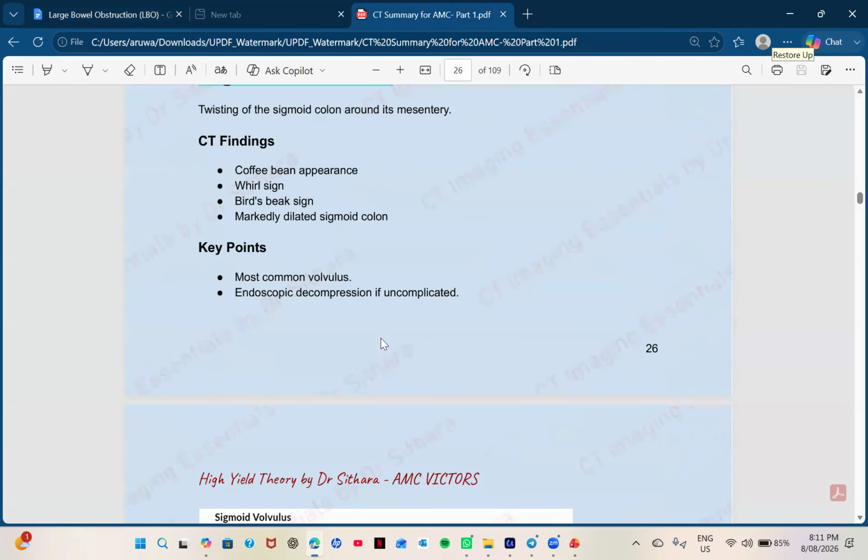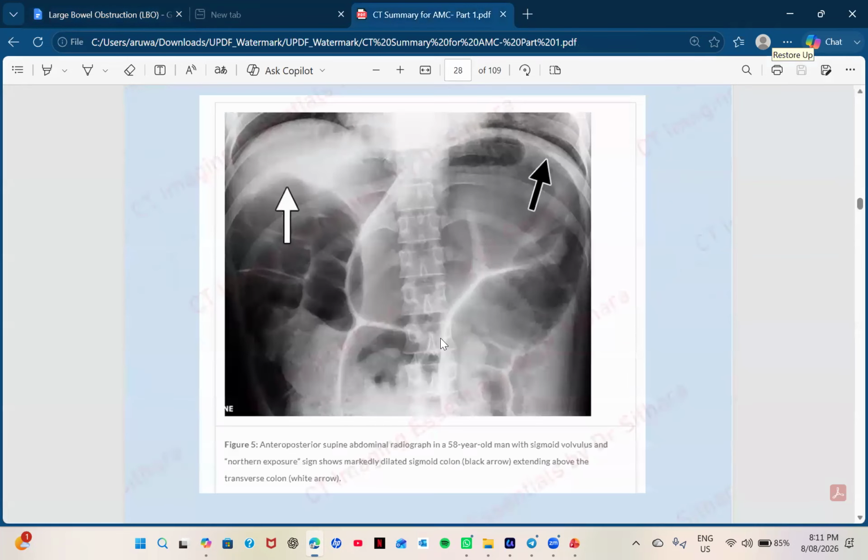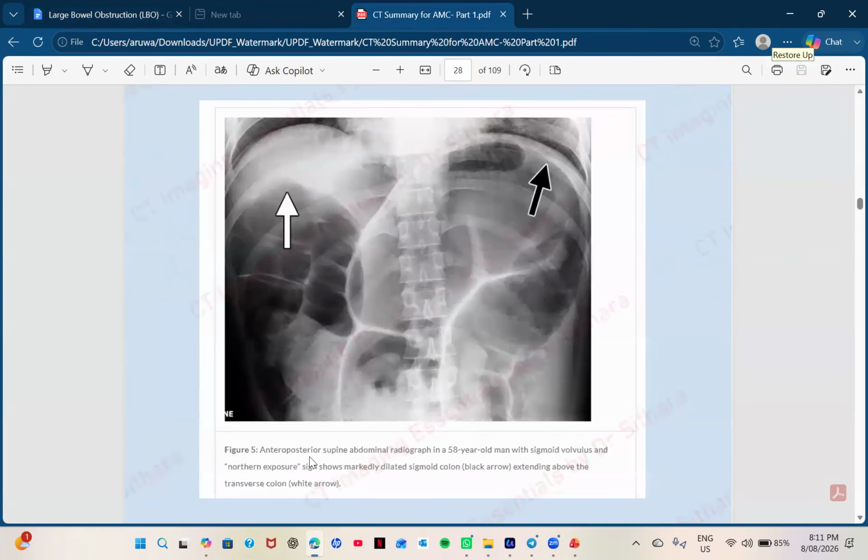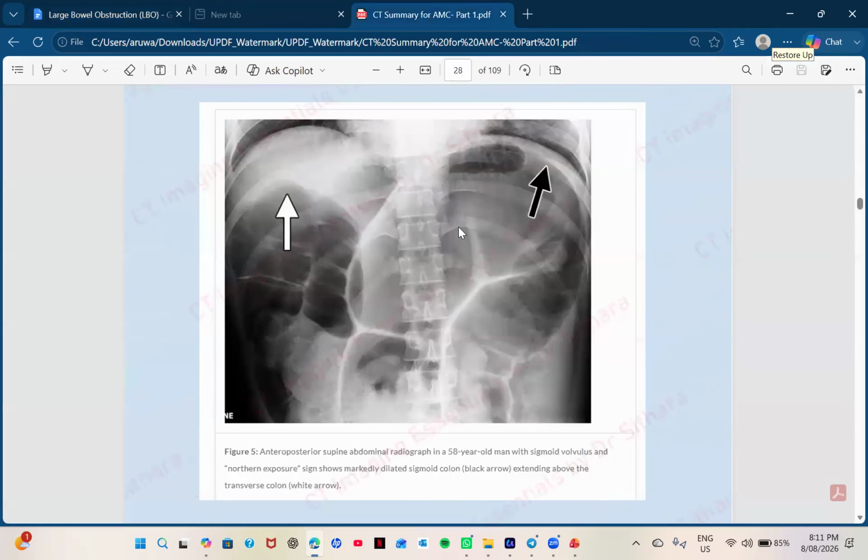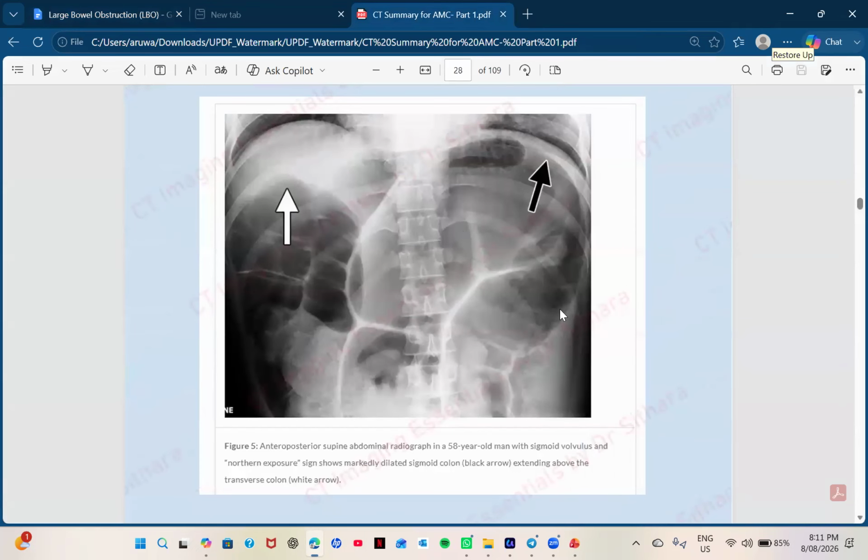Here, sigmoid volvulus. Let's see. Here, the anterior posterior. What can you see here, doctors? Because in some cases, doctors, just one minute, I'm getting a call. Hello. Okay, that was an unnecessary call.